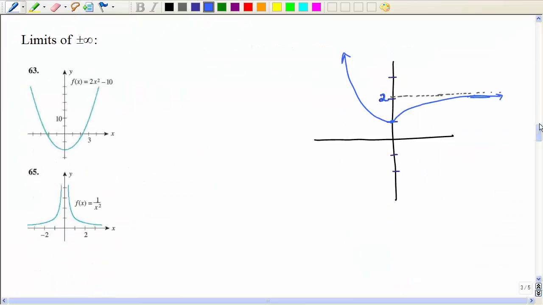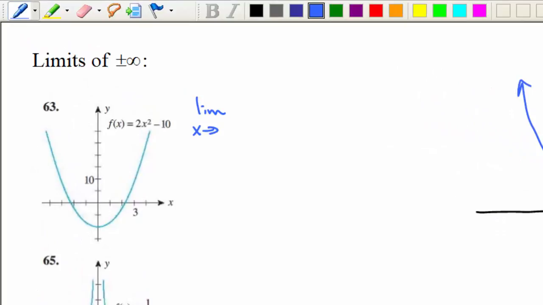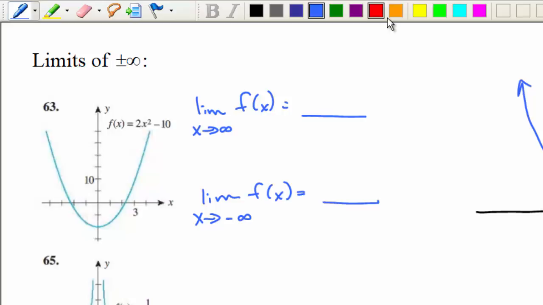Right, the next thing we're going to look at are limits at infinity. Alright, so again we're going to look at a graph. So this asks us to find the limit as x approaches positive infinity. What is that equal to? The limit as x approaches negative infinity. What is that equal to? Okay, well, where is positive infinity? It means as x gets way out here, what does y get close to?